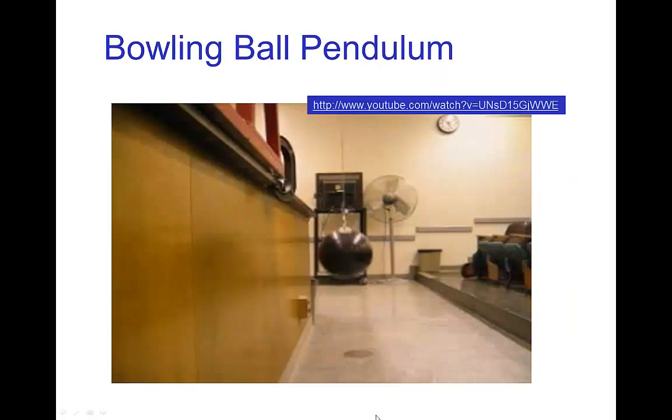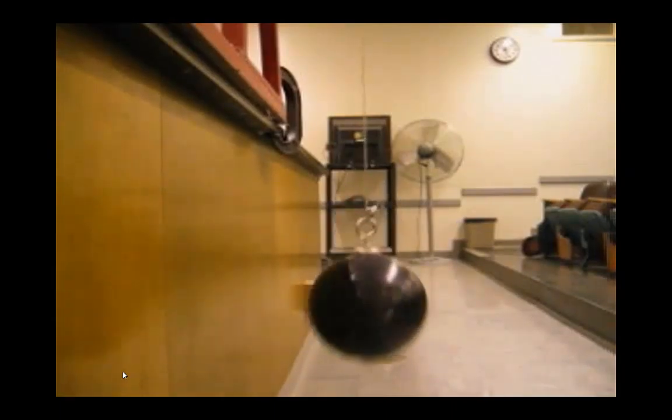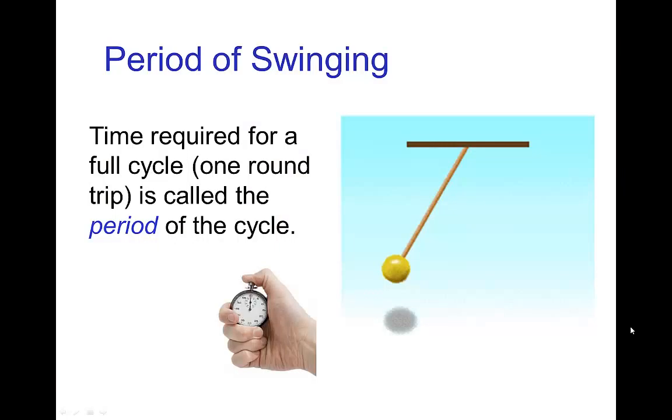Here's an example. There's a bowling ball pendulum that is swinging straight at the camera. In that example, it's very noticeable when the ball is coming straight at you. When I do that as a demonstration in class, it's almost terrifying, because the ball looks like it's certain to hit me right at the last moment.